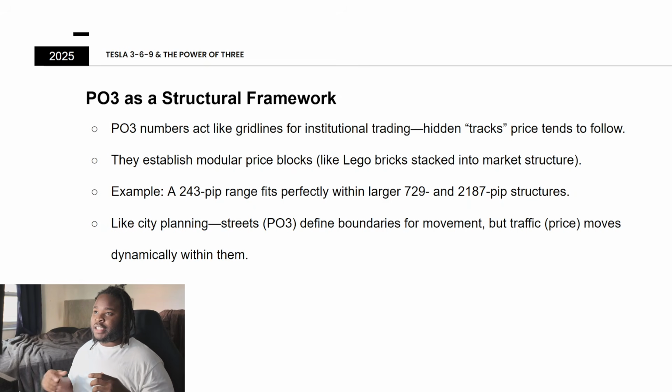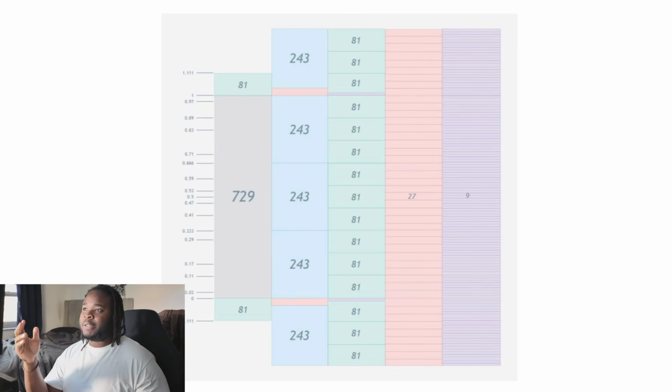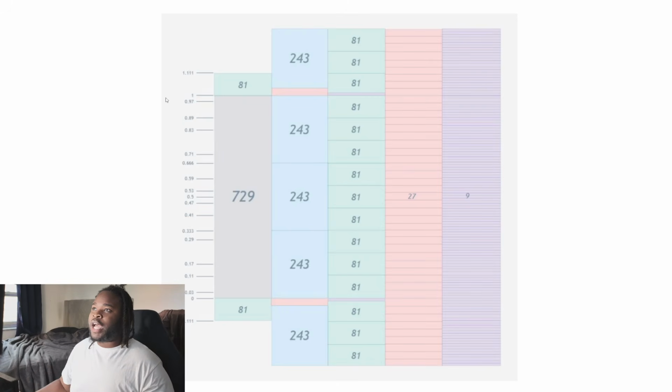An example of this is a 243 range fits perfectly within a 729 range and a 2187 range. Like city planning streets, PO3 defines boundaries for movement, but traffic, price, moves dynamically within them, right? And my next slide encompasses that perfectly. You see a 729 range, a 243 range fits three times in a 729. 81 fits into a 243 three times.